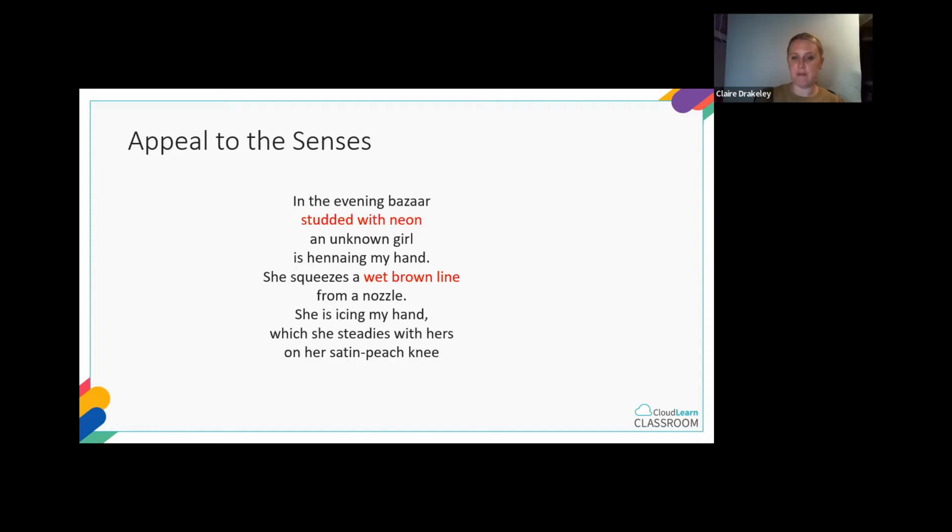Thirdly, the writer describes the girl's satin peach knee. This tells us what she looks and feels like, suggesting she is smooth to the touch and a warm peachy colour.